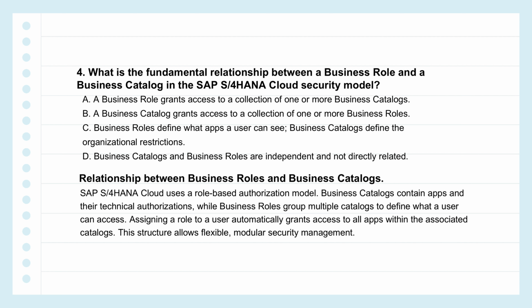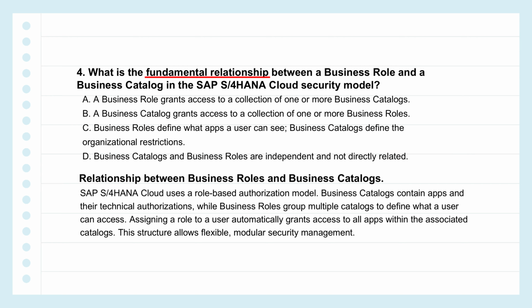Specifically the security model. Can you break down the fundamental relationship in S/4HANA Cloud Security, that hierarchy between business roles and business catalogs? Sure, it's a clear hierarchy, designed for pretty granular control but also standardization. It starts with the business role. That's what you assign to an actual user. Think of it as the permission slip.